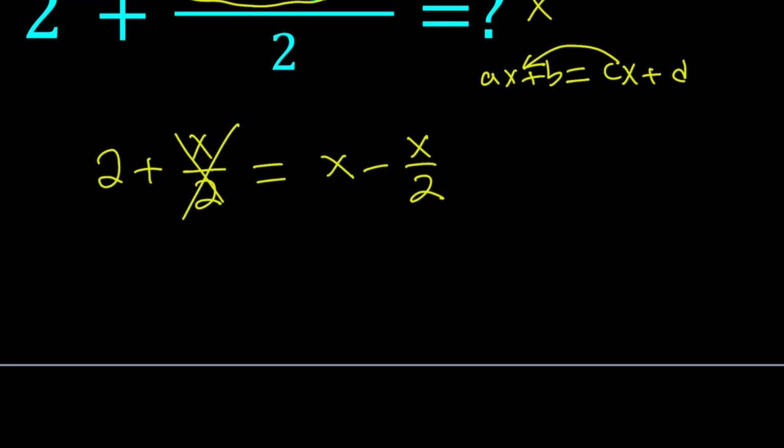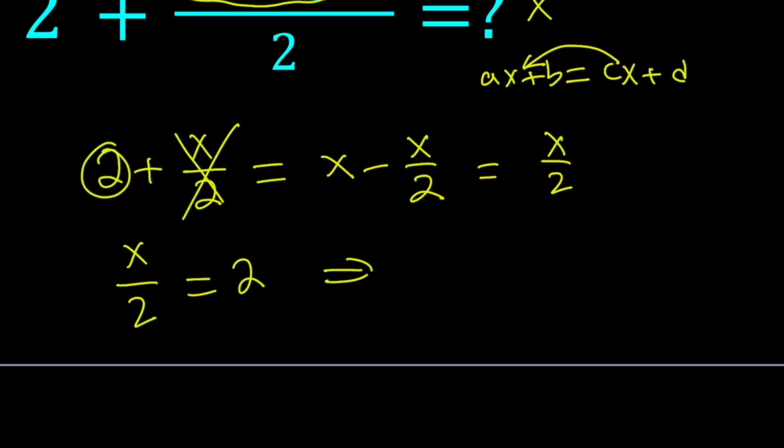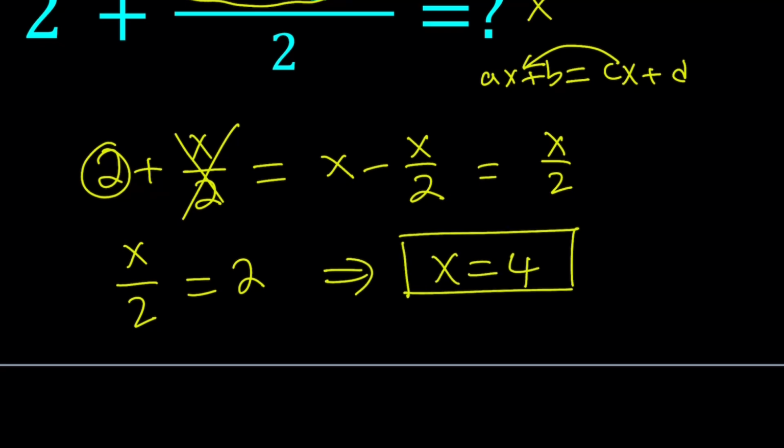x minus x over 2, half of x subtracted from x, is going to leave us with half of x, right? 2 halves make a 1, in most cases. So from here we get x over 2 equals 2, which implies x equals 4. All right? So that seems to be the answer.